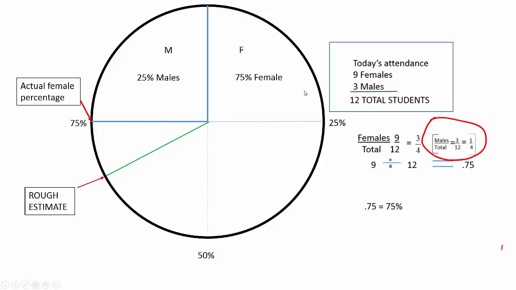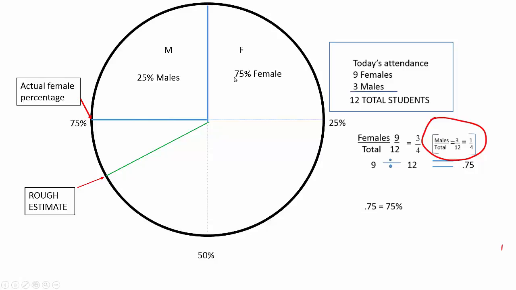Notice over on the right hand side we have the males over the total, so that's 3 over 12, so that as a fraction is 1/4. So 75% is 3/4, and 1/4 is the 25%. So there is 75% females.